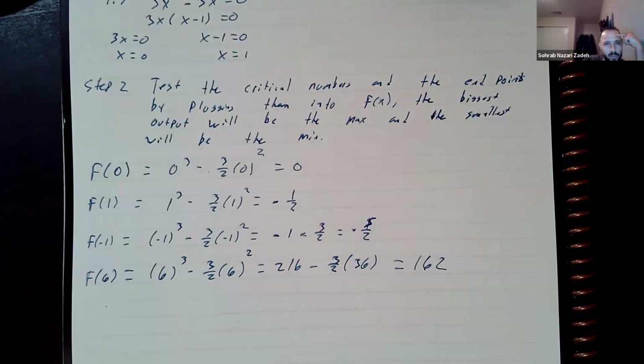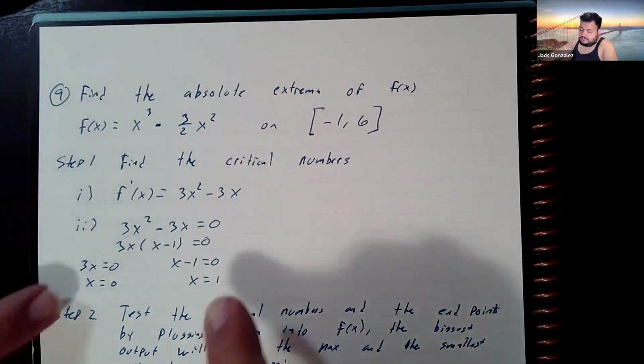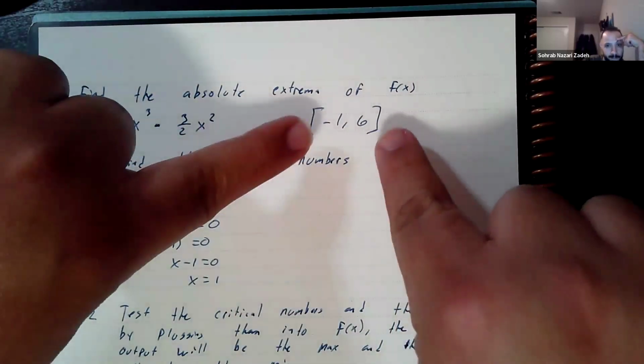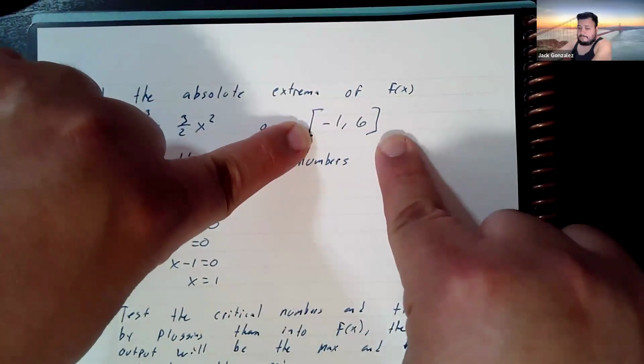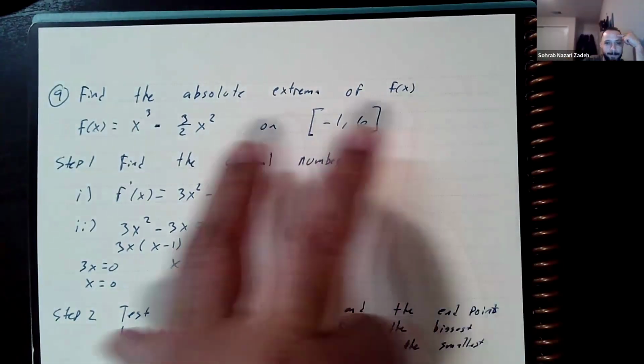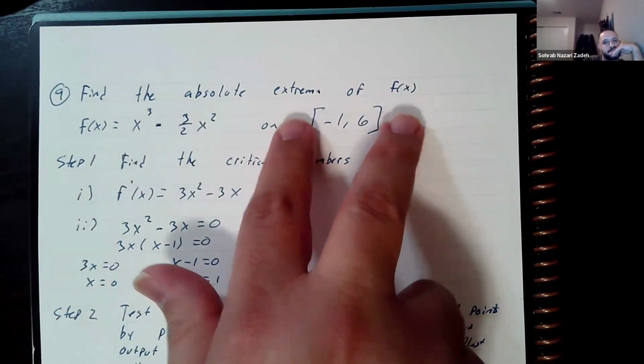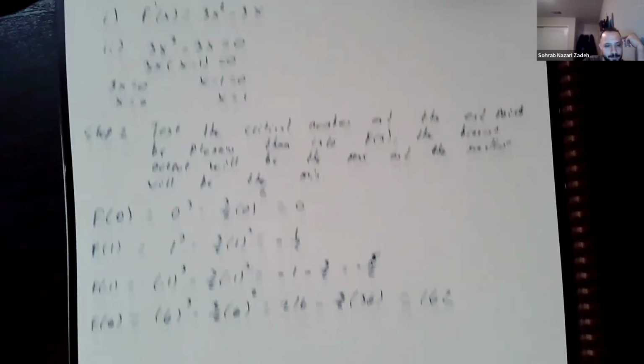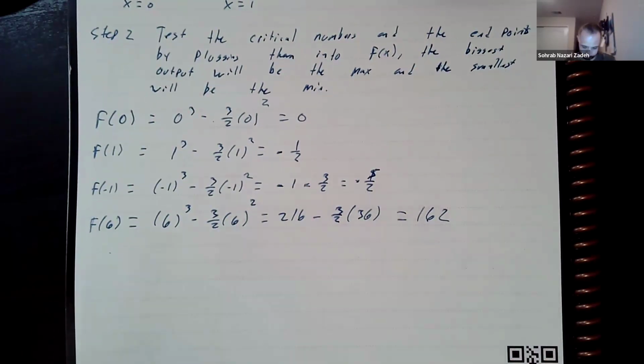I have a question. Where do we get the negative 1? Remember, the idea is you test the criticals and you test the endpoints of the interval. Okay, now we've got it. Yeah, thank you. Okay.